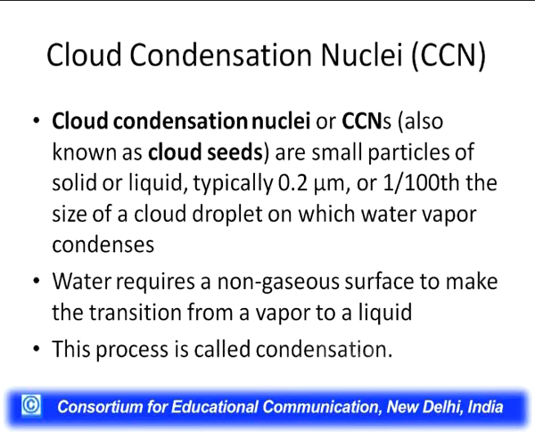What are CCNs? Actually, CCNs are small particles of solid or liquid, typically 0.2 micron, or 1/100th of the size of a cloud droplet, on which the water vapor condenses. Whatever the cloud particle size is, the CCN is even smaller, about 100 times smaller. Water requires a non-gaseous surface to make the transition from vapor to liquid. This process is called condensation.